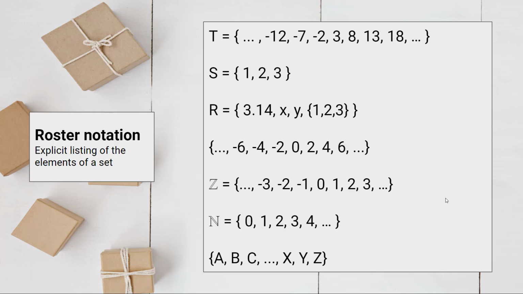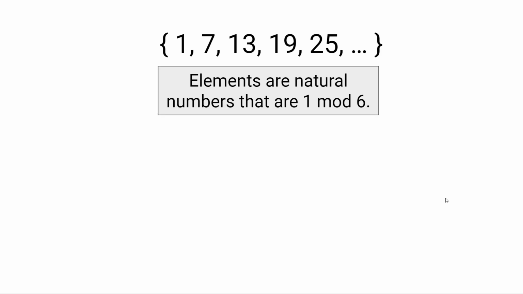Roster notation is simple, but it can sometimes hide information about why objects are the elements of a set. For example, look at this set. There are dots at the end, but what exactly is the pattern here? We'd like this pattern to be more easily understood by someone reading it. In fact, the pattern is that every element of the set is a natural number that is equal to 1 mod 6. It might be clearer just to say that. In other words, this is the set of natural numbers that are equal to 1 mod 6. Being explicit about the membership requirements here makes it a lot easier to understand this set.